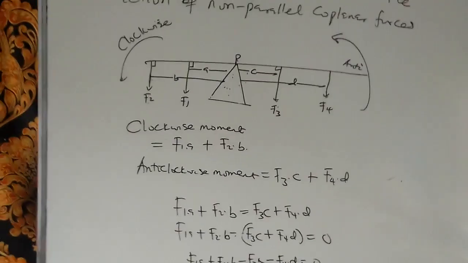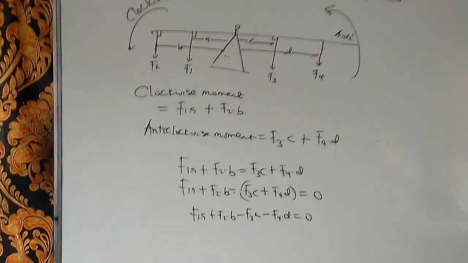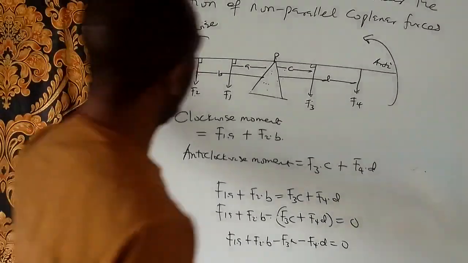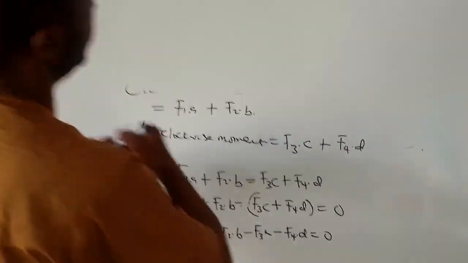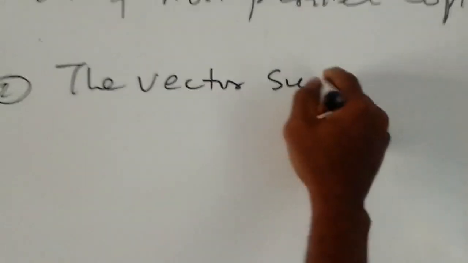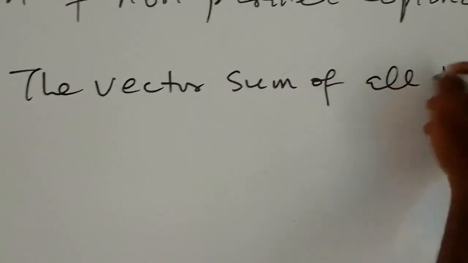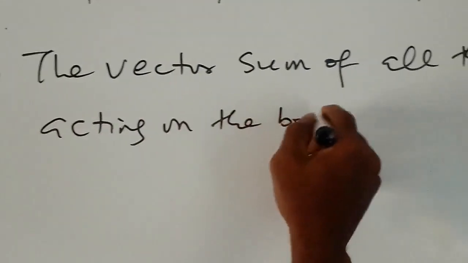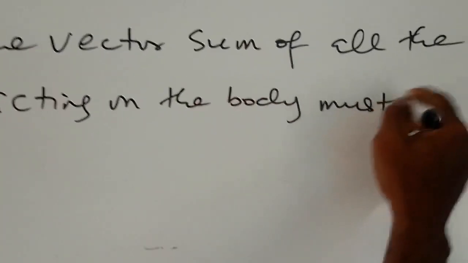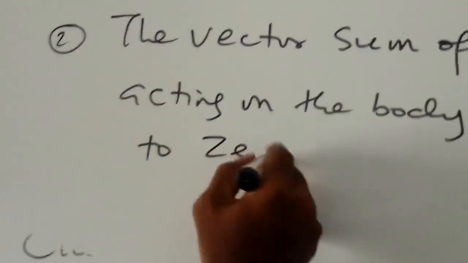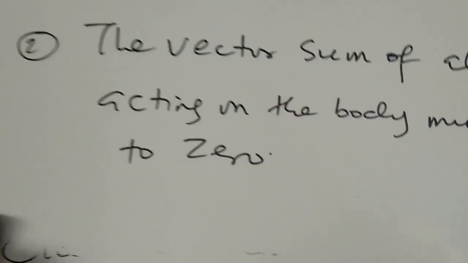So the second condition says that the vector sum of all the forces acting on the body must be equal to zero. How else do we put it in a simplified statement?